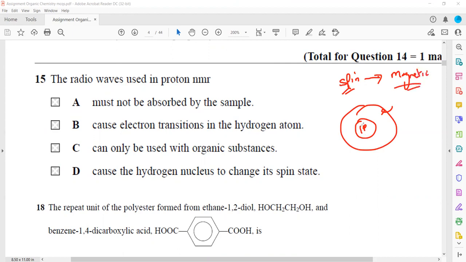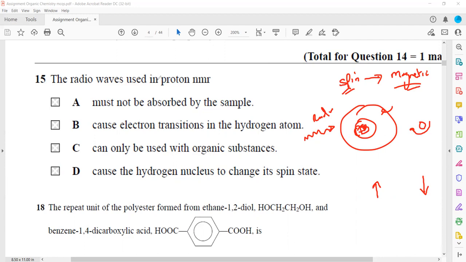So what happens, for example, if this proton is moving anti-clockwise, say the dipole is produced in this manner, but when we pass these radio waves, basically what it does is change the spin of the particle. As a result, the same particle which was, for example, moving anti-clockwise, now starts to move clockwise. As a result of the clockwise rotation, the dipole will also change, or the dipole will be in the opposite direction.